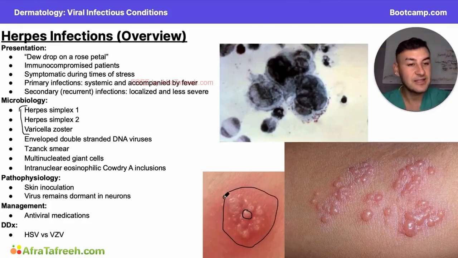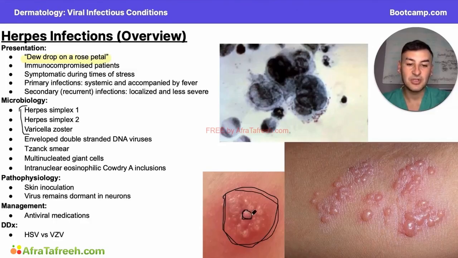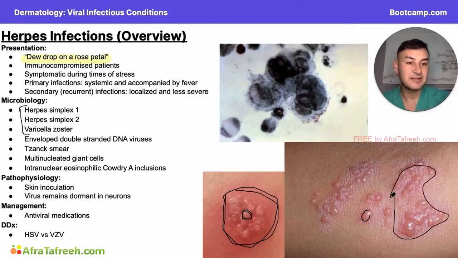here. An easy way to think about this, and an often way they're described, is called dewdrop on a rose petal, okay? So I'm going to highlight that here. Dewdrop on a rose petal. Here, what I circled, this is our rose petal, and this little circle, this clear vesicle, is the dewdrop, okay? Another great example of a dewdrop here, and we'll see we have a nice rose petal of erythema here. That's how you recognize a herpes lesion on step 1. It's actually really straightforward, and it's a big buzzword, so you know that you're in herpes infection territory, okay?